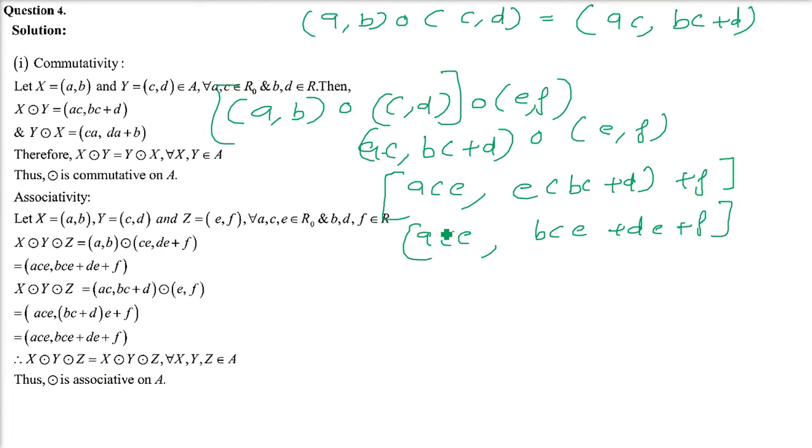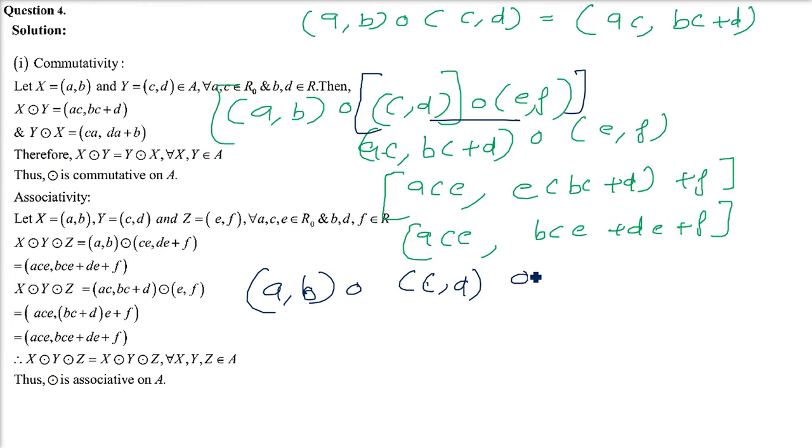Now we'll do the same thing, first taking (C, D) and (E, F) and operating this one. So let me write it, because we are going to operate (C, D) and (E, F) first, then we'll operate it with (A, B). So let me write it again: (A, B) operated with (C, D) operated with (E, F). So (C, D) and (E, F) first we'll do. So this will be CE, then we have DE and then you add F.